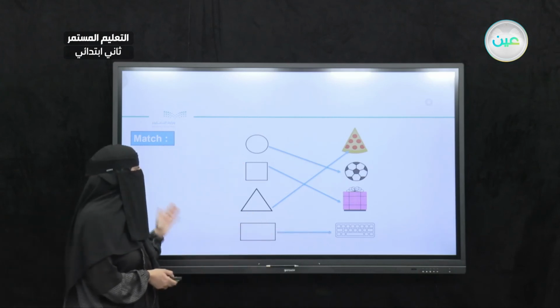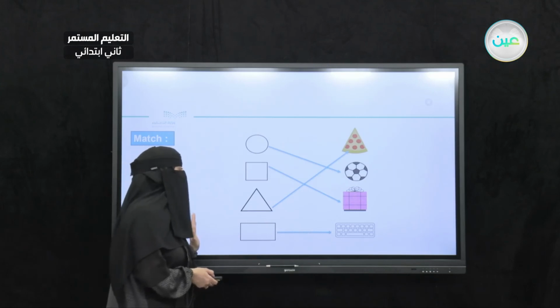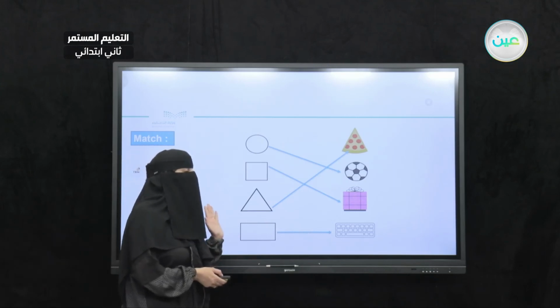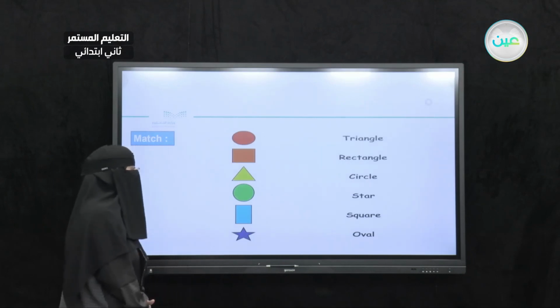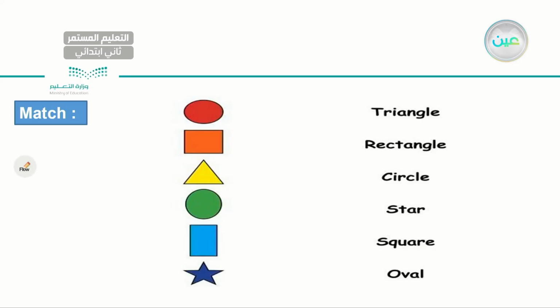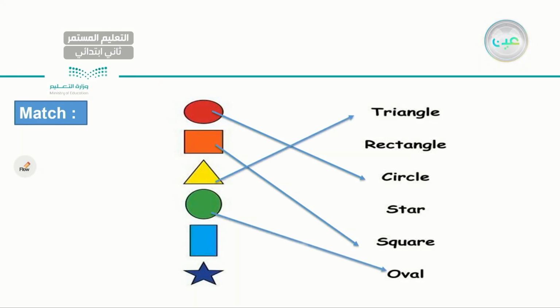So let's go ahead and read. I have a circle, square, triangle, and rectangle. Very good. Same here, but I will give you two more shapes. I have a circle, a square, a triangle, an oval, a rectangle, and last but not least, a star. I have a star. Okay?